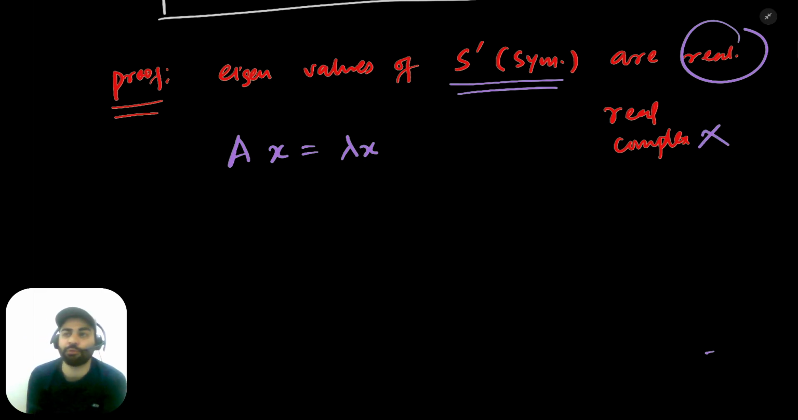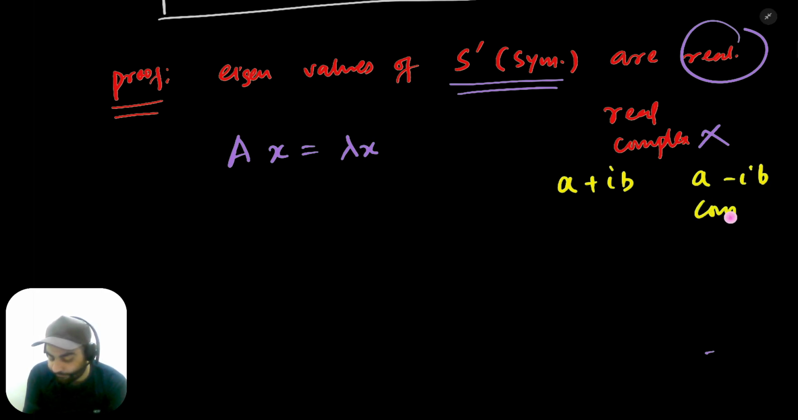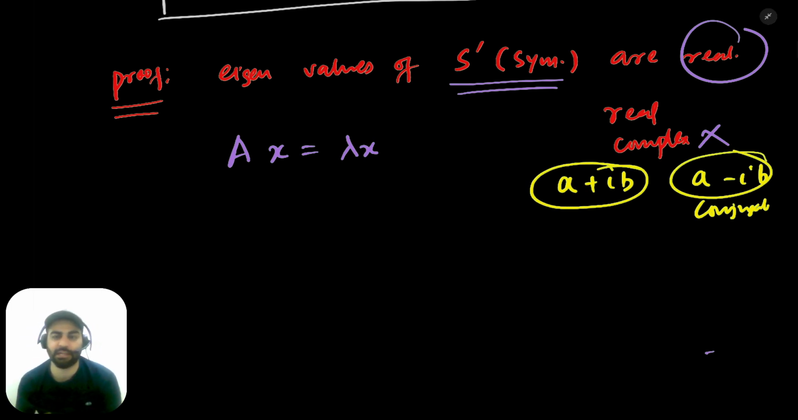So how to even prove that these are not complex? First, let's establish that. If we have a complex number, let's suppose a plus iota b, its conjugate is written by putting a bar, and you write a minus iota b. These are conjugates of each other, and clearly these two are different numbers: a plus iota b and a minus iota b.